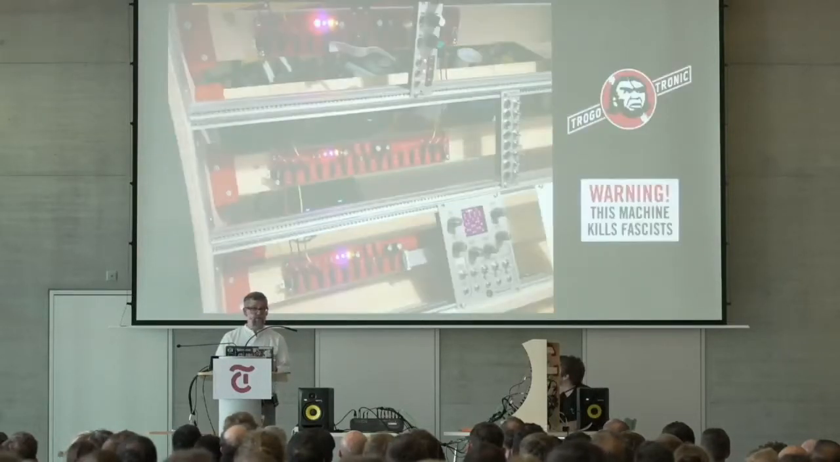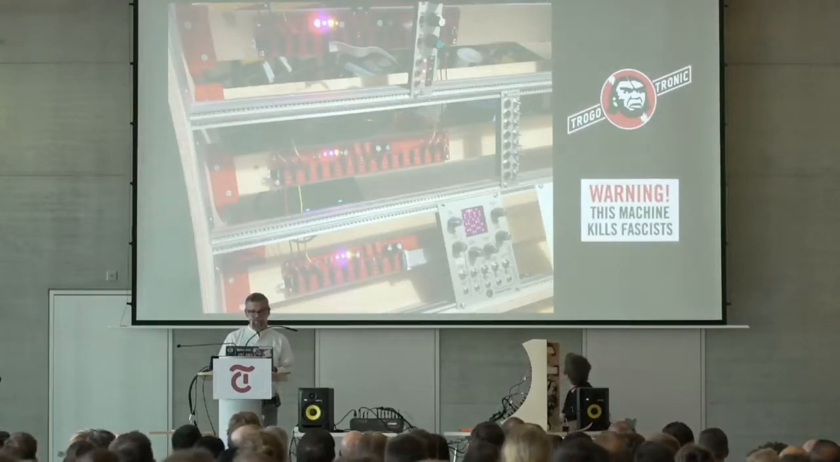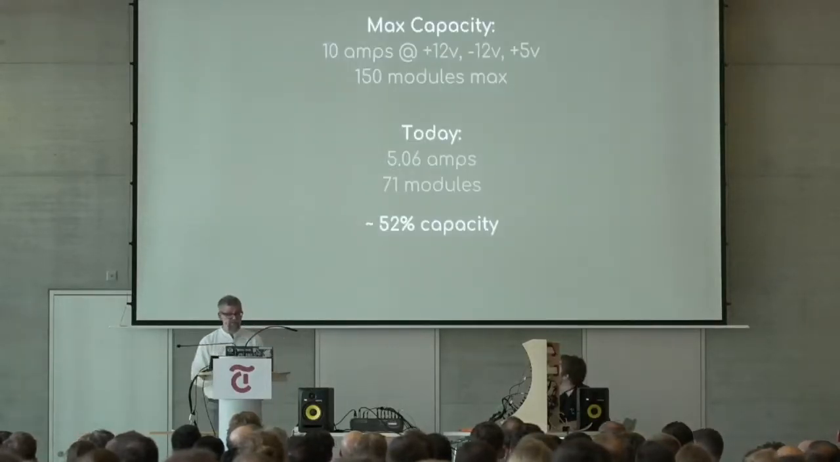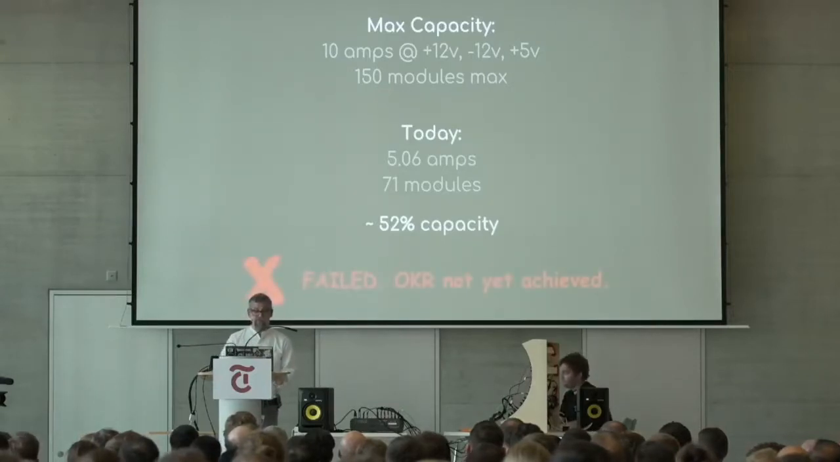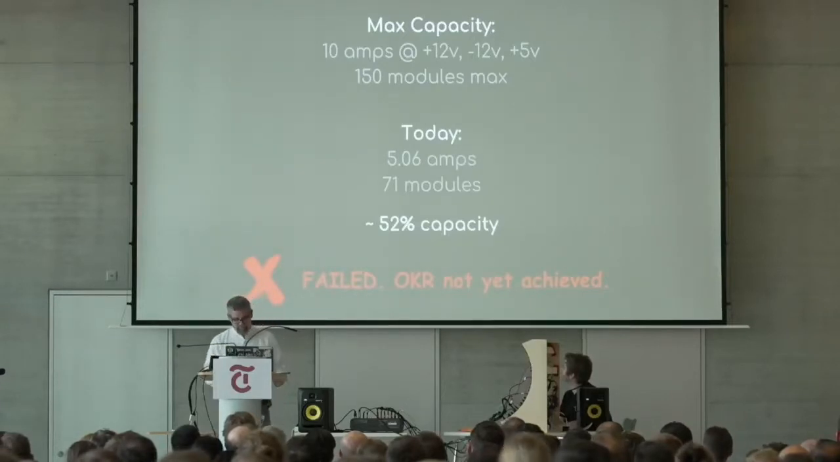And then the power supply was ordered from a very liberal company in California who has the motto that they kill fascists. And they custom made an order for me and sent me the power supply boards, which had to be wired up in sequence. So overall, this synthesizer is actually capable of 10 amps of power at 12 volts and can hold 150 modules. Today, I am using 5 amps of power. I measured it, and I'm using 71 modules. So I'm only at 52% capacity, which means that I have failed, my OKR is not achieved, and I will need to do better next quarter.